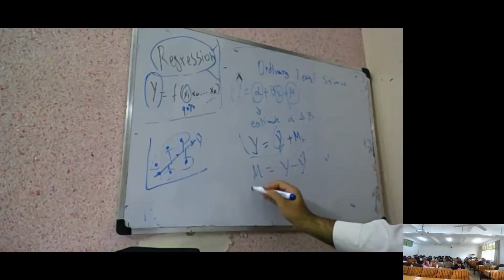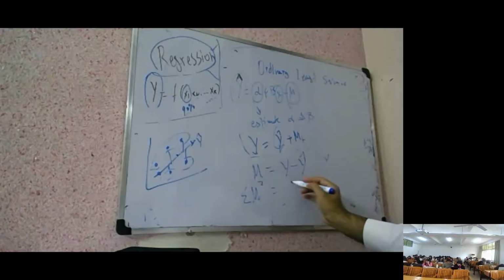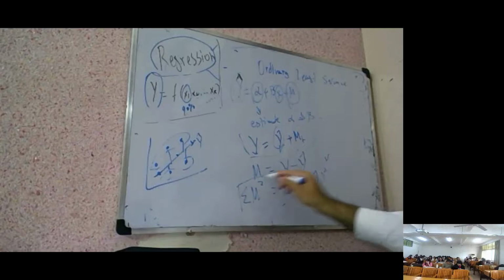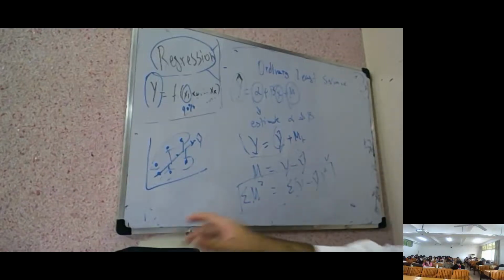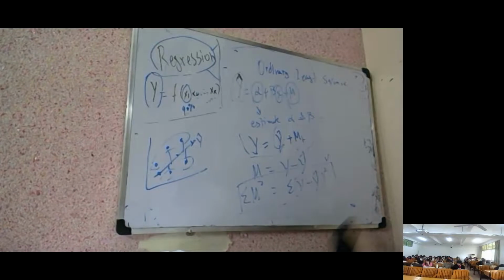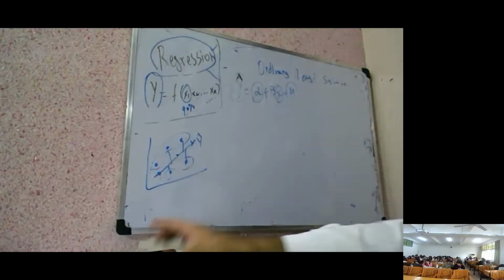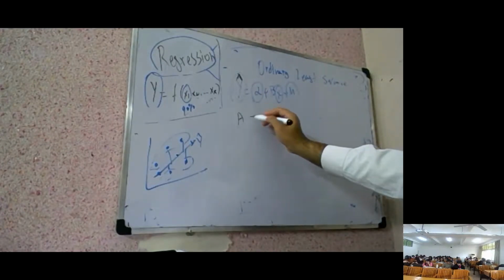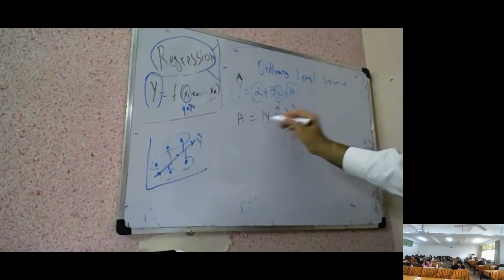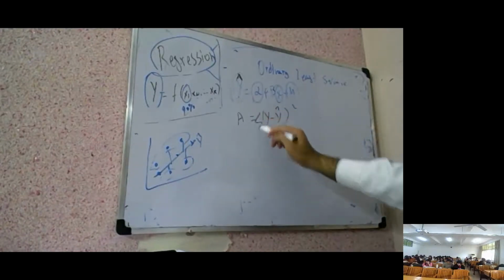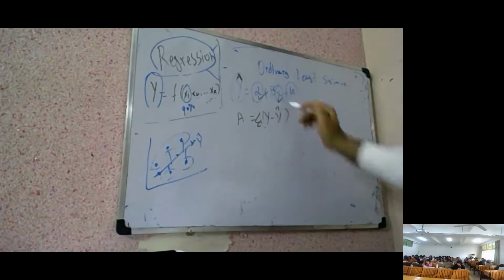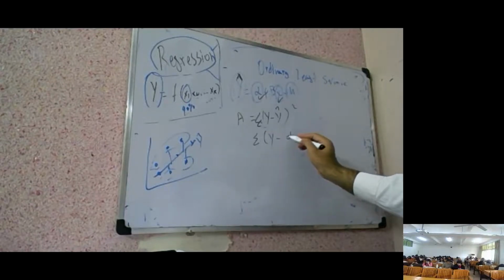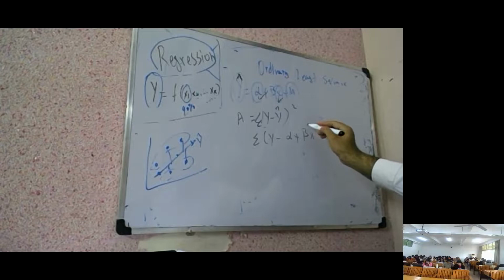Yes, I can say. So what is the mu square? Sum of mu square is sum of y minus y hat square. Can I write that? So I need to minimize this equation. So let's go back to minimize it. Let's say A is the summation of y minus y hat square, because we need to find out this alpha and beta. So I just put it back, the value y minus alpha plus beta x, right?